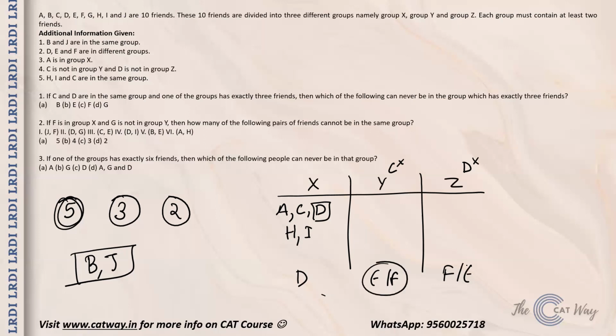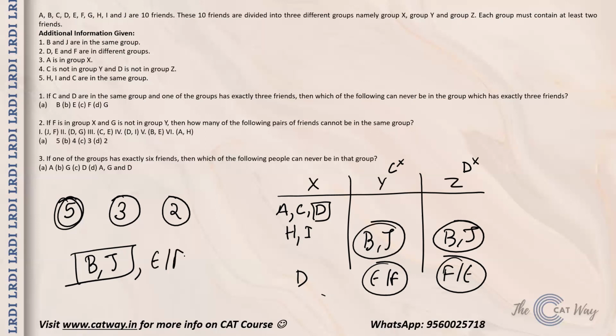Among these, one of E or F is definitely there, and in one of the groups they will have B and J together. So B and J along with E or F will form one group, and that means the next group, which will have two people, will be G along with E or F. So these are the groups that you have.